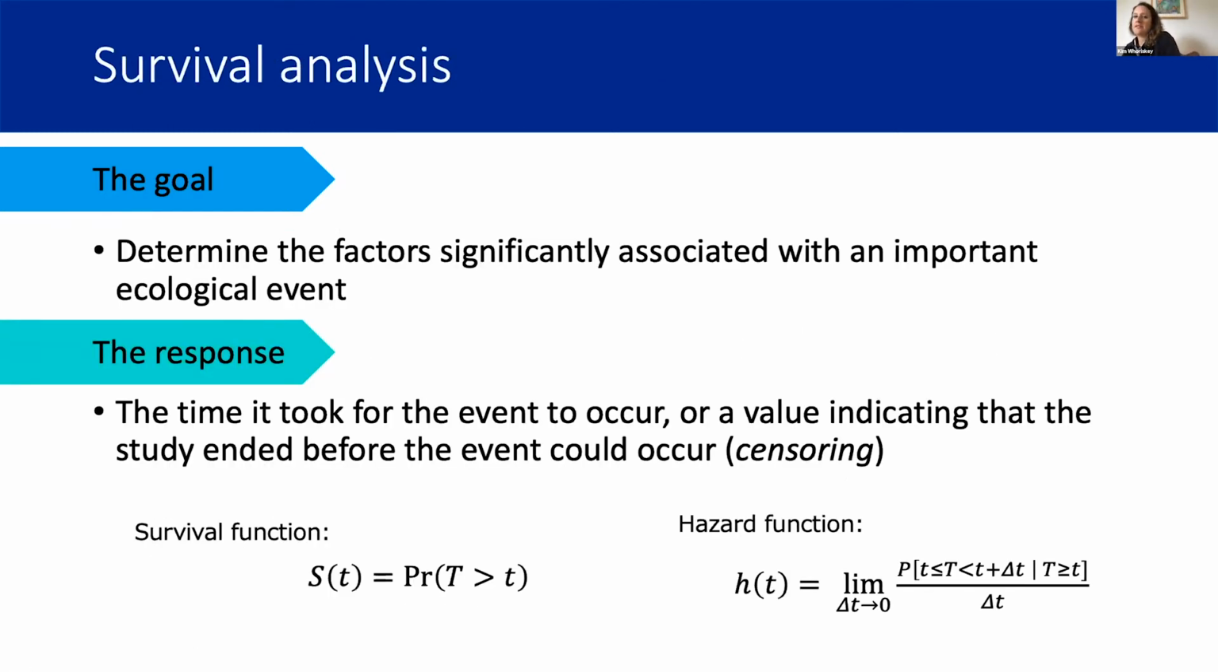Moving on to survival analysis, the goal here is really to determine the factors that are significantly associated with an important ecological event. So we're actually looking at specific events that we are assuming that we can measure, something like migrating out of a river for the first time, or being trapped through a dam. And the response variable is the time that it took for the event to occur. So you could just analyze these data with a GLM, with a logistic regression, and use a 0 for the event not occurring and a 1 for the event occurring. But when you use survival analysis, you incorporate the time that it took for that event to occur, and that gives you a little bit more information.